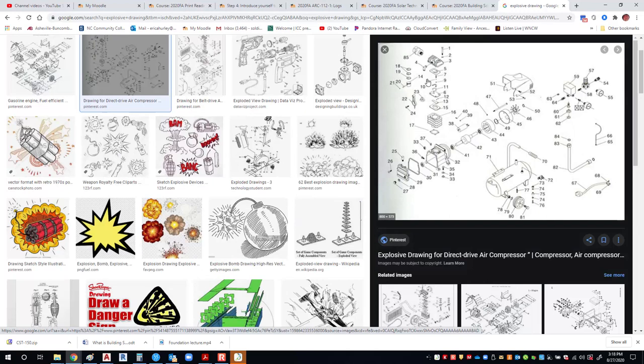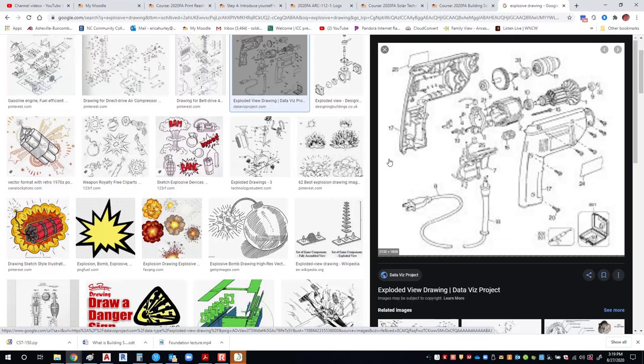So we've basically taken something, in this case an air compressor, and we're pulling it out so we can show all the parts. And it's an explosive view. It's not an explosion. I don't know why they call it that, but this is an exploded view of a drill so that we can do parts and pieces on it. And almost all companies do that.